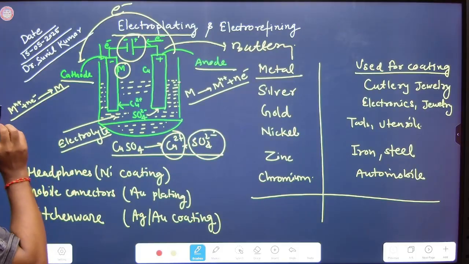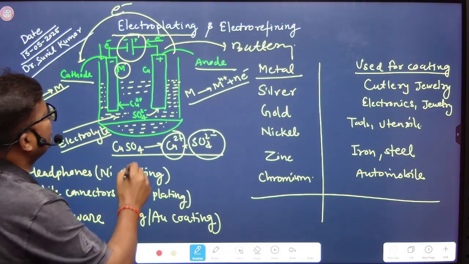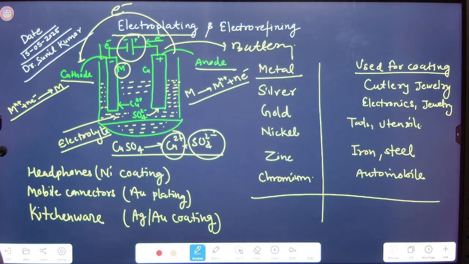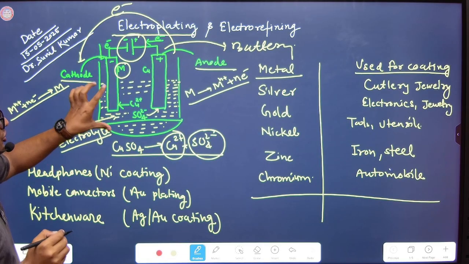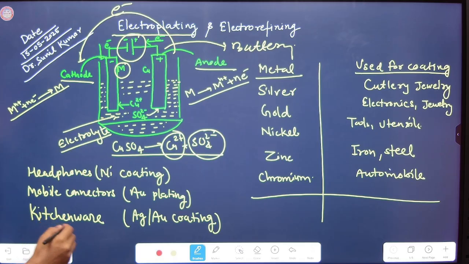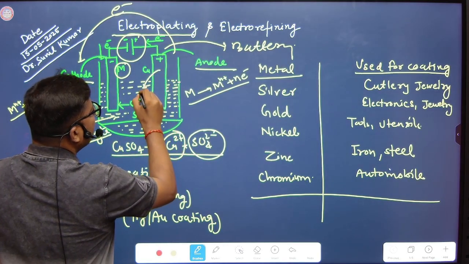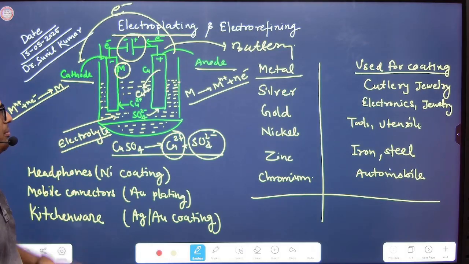It means this cathode is negatively charged and this anode is positively charged. Now, if the current is sufficient between these two electrodes, then what happens? Some copper metal gets dissolved as Cu2+. It means some copper dissolved as Cu2+ from the copper strip.